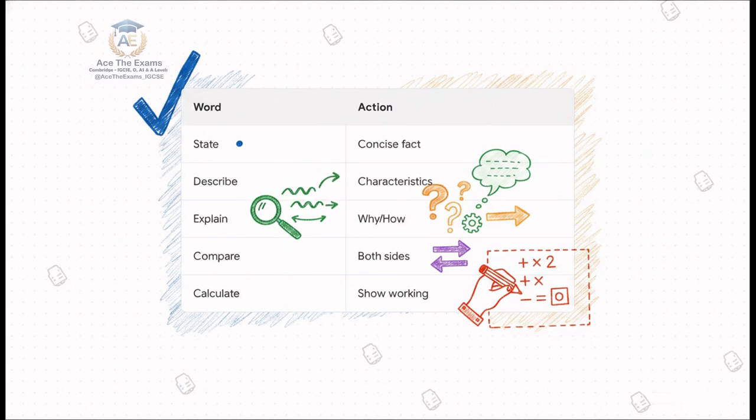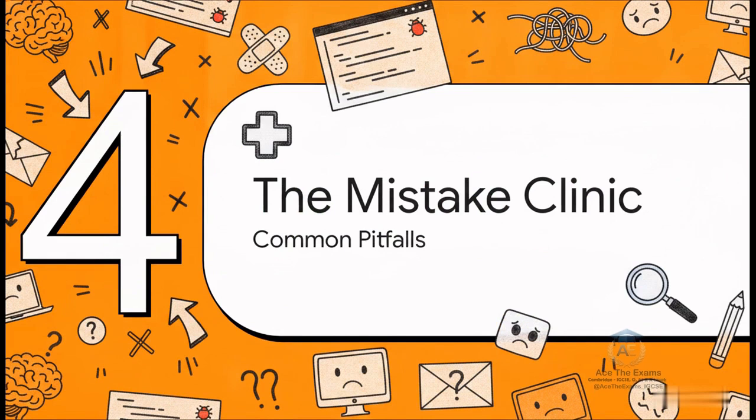Looking at the first column, if the command word is state or define, the required action is just a concise fact. Please do not write a whole paragraph. But if the word is describe, you have to give characteristics. If they say explain, you've got to dive deep into the why and the how. Compare, that means tackling both sides of the issue. And what about calculate or show? Well, if you don't show your working, you get absolutely nothing. Even if your final number is 100% correct, you have to give the syllabus exactly what it demands based on those specific words.